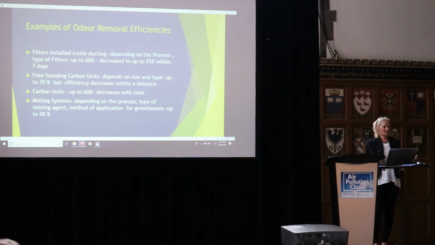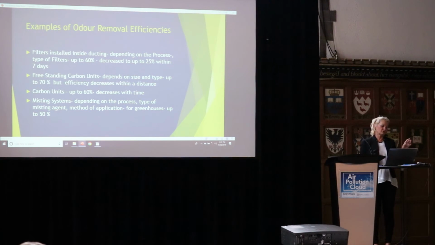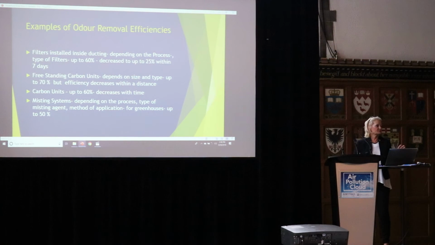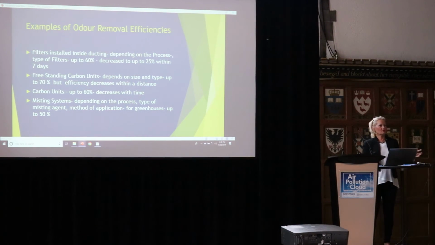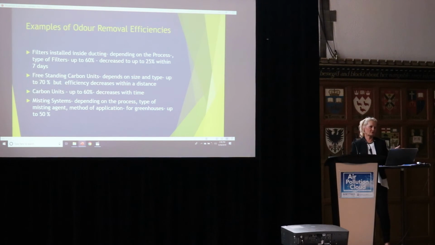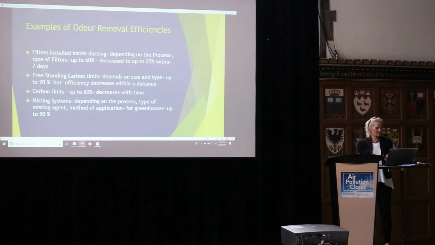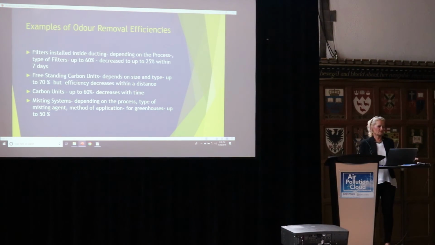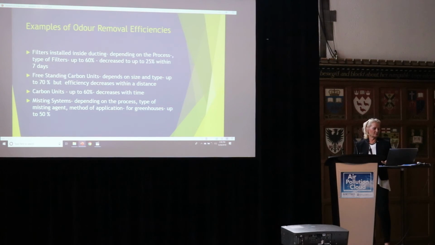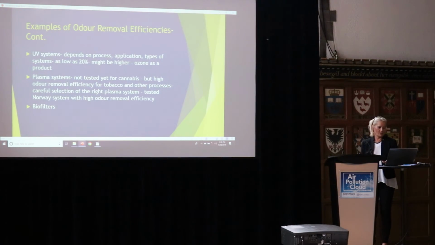For the filters installed in labs, depending on the process and the type of the filters, if they are thinner or flatter or thicker, it was up to 60% efficient, but it decreased over time, and the time was 5 to 7 days. For freestanding carbon units, if they're used in the rooms, they are okay, but if you are 10 meters from that, the efficiency drops. For the masking system for the greenhouses, again, it depends on the method of application and types of masking agents, and based on our results, it was up to 50% reduction.